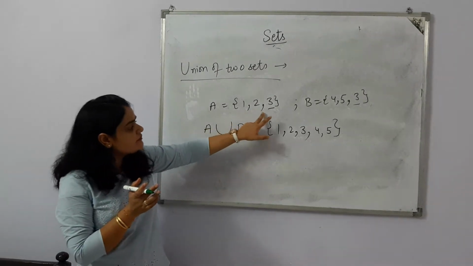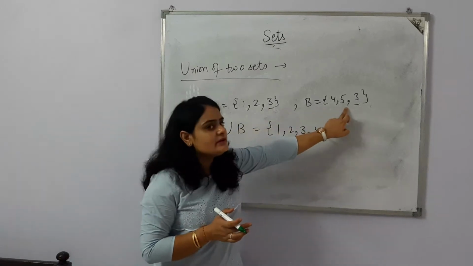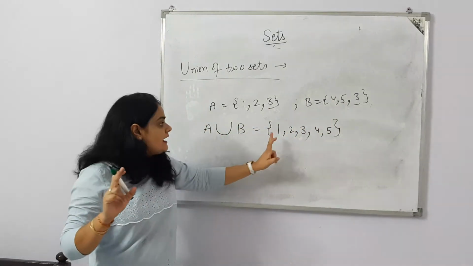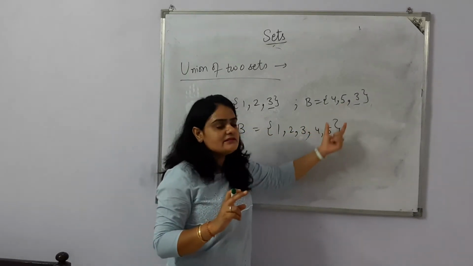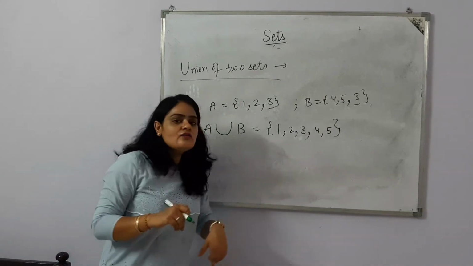Like here, 3 elements are here and 3 elements are here, but 1 element is repeating. So we have written that element one time, and the rest 2 different elements inside A are 1, 2, and the rest 2 different elements are 4, 5. So A union B is equal to 1, 2, 3, 4, 5.